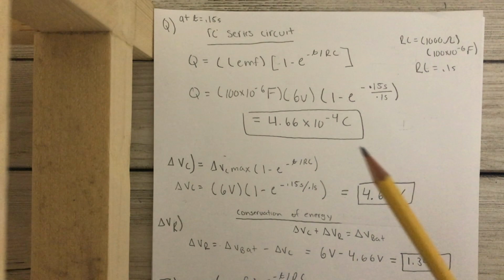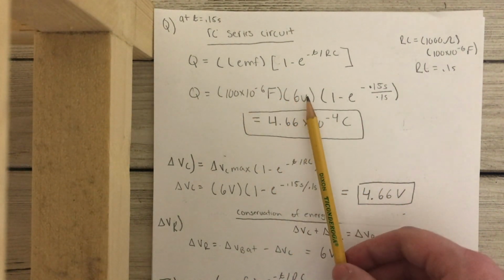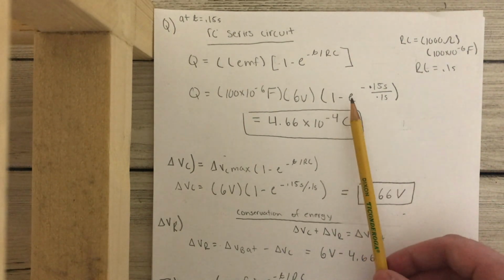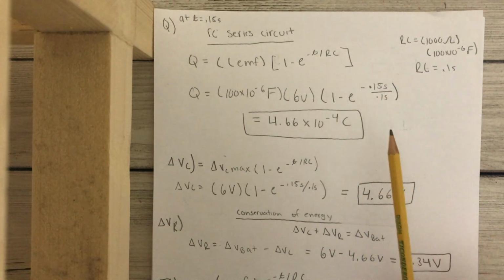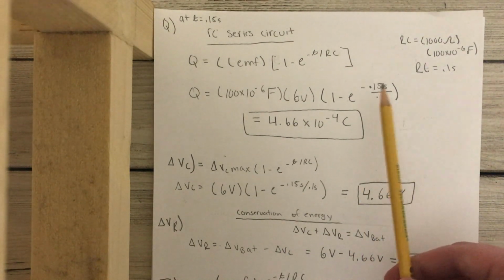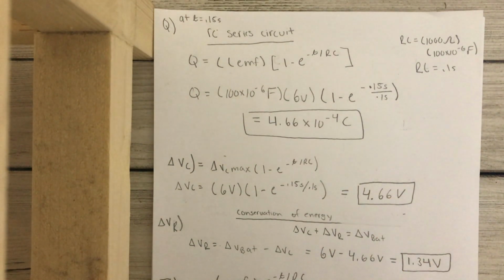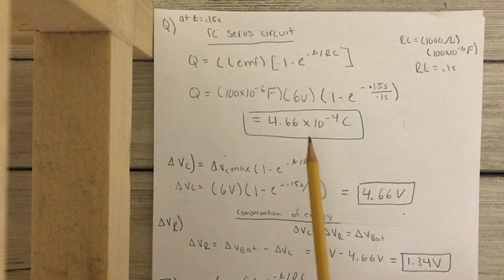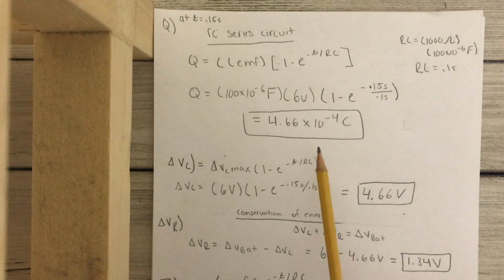So we can substitute the capacitance of our capacitor times our EMF, and then 1 minus e to the negative 0.15 seconds divided by 0.1 seconds. The 0.15 seconds comes from our t, the time we're looking for. And then we get the charge is equal to 4.66 times 10 to the negative 4 coulombs.